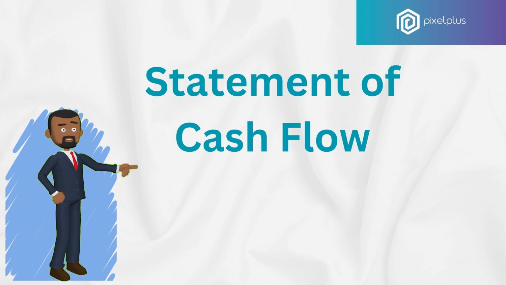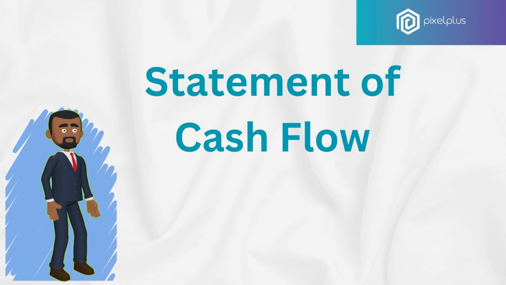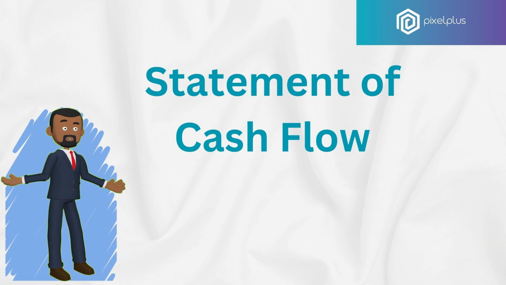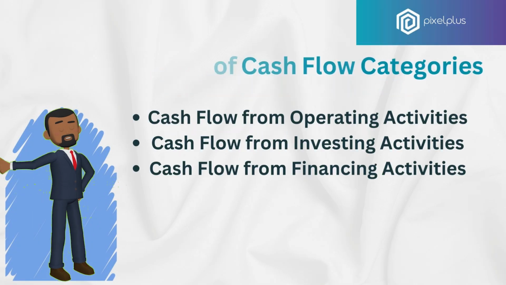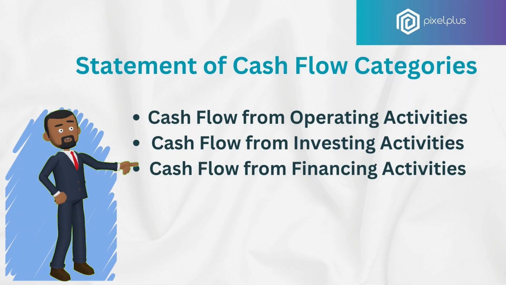A cash flow statement is a financial document that provides a detailed analysis of a company's cash inflows and outflows over a specific period. It is one of the key financial statements used by investors, creditors, and management to assess the financial health and performance of a business. The cash flow statement is divided into three main sections. First is the operating activities.